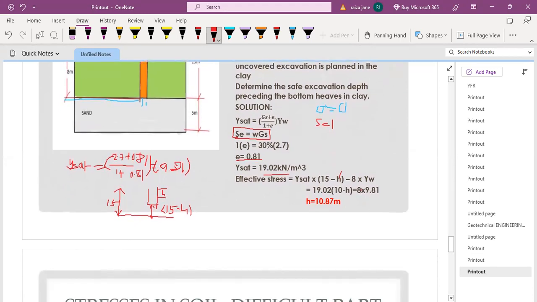Will be 8 times yung unit weight ng water will be 9.81 kasi kN per cubic meter. So, i-shift solve na lang natin yan. So, 19.02 times 10 minus h equal to 8 times 9.81.